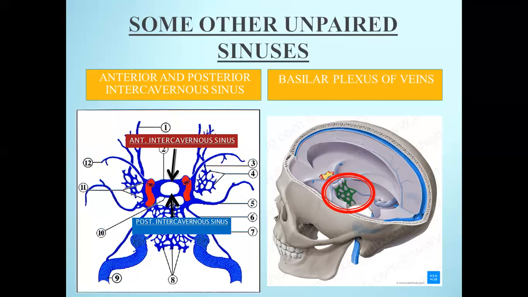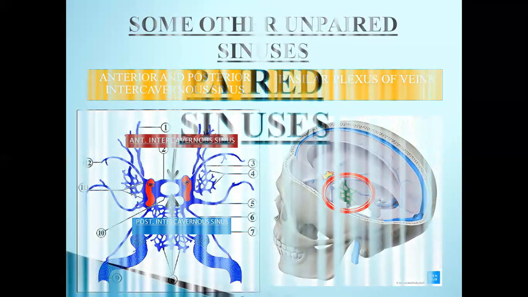These are some unpaired sinuses. Again, I will repeat. The unpaired ones are the superior sagittal sinus, inferior sagittal sinus, straight sinus, the occipital sinus, anterior and posterior intercavernous sinus, and basilar plexus of veins. So if a note comes on unpaired sinuses, you have to just write about each sinus in short, like where it begins, where it ends, what it drains, like that.